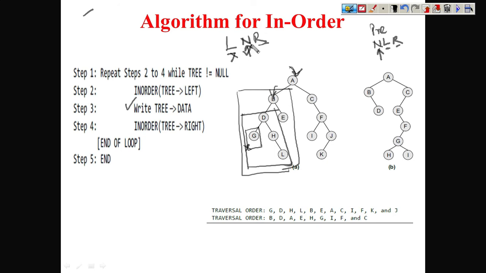Then print the node. So if you look at this tree, this is the left child we have accessed, which is nothing. Then the node, then the root of this tree. So this is G. And then the right, there is nothing on the right side. So now we have finished.